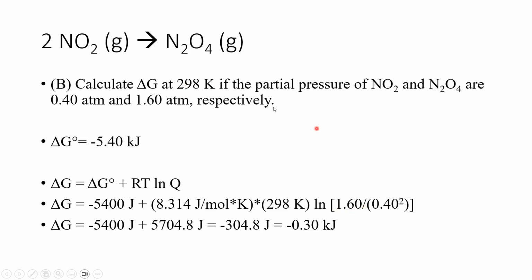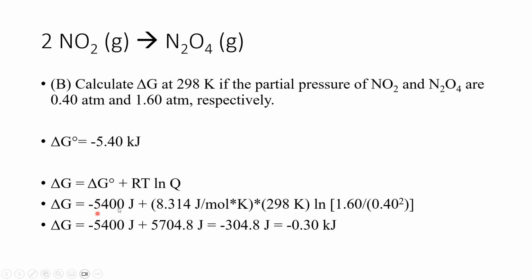And then with the Q value, if we think about the reaction, products over reactants, we've got just a single mole of N2O4. So that's why we'll just use the partial pressure exactly as it is. But with the reactant now, we've got that coefficient of 2 still. So we'll square that partial pressure. So we'll have 1.6 divided by 0.4 squared, really just giving us 10 here. And then we'll take the natural log of 10.